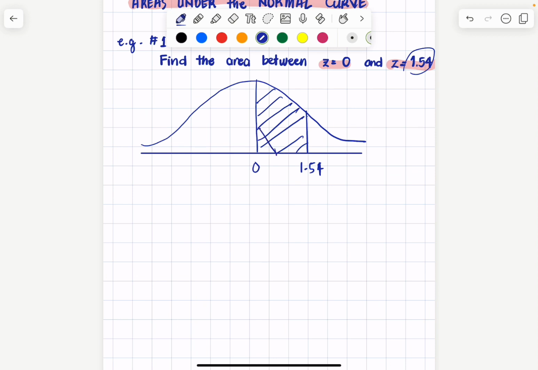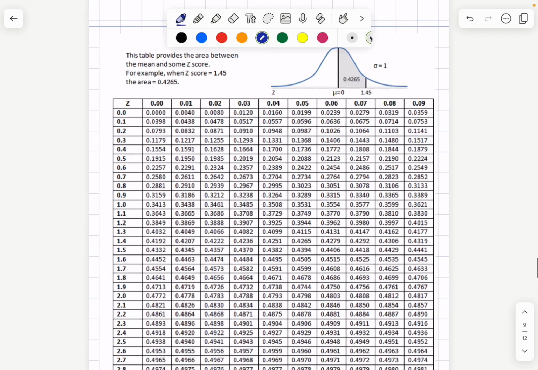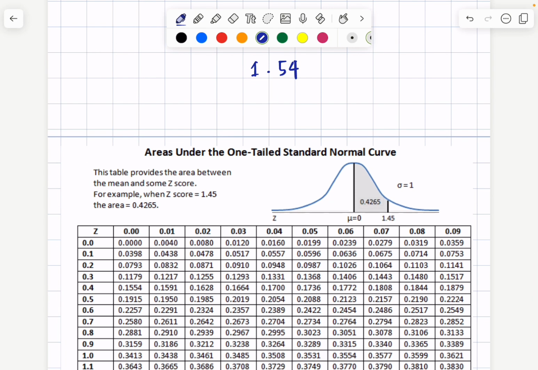This will be your missing area. So saan man dahil na siya pagpangita? So, gamito nato ning table dinhi. So, ang ato ang gipangita area ni 1.54. Ang naara diri sa ato ang pinakaunang nga column under aning z kay duha ra ka digit.